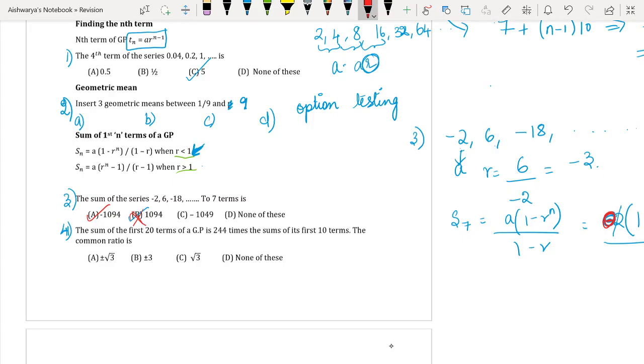The sum of the first 20 terms of a GP is 244 times the sum of its first 10 terms. The common ratio is... So the sum of the first 20 terms, S20, is equal to 244 times the sum of the first 10 terms. So this is all the information given. R is equal to question mark.